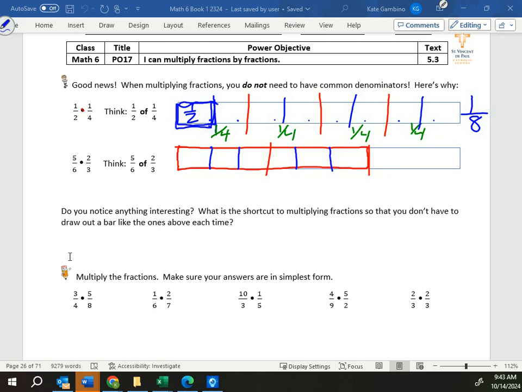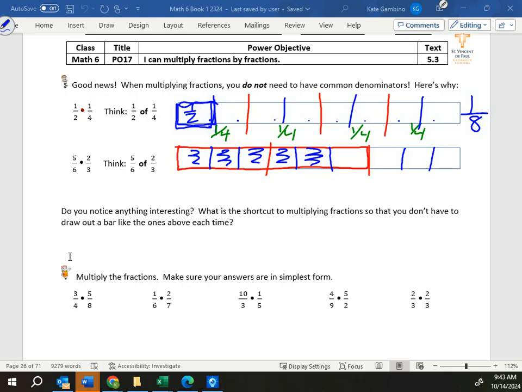Thirds. So I'm just going to continue on here. Because I cut this section into thirds, this section into thirds, and this section into thirds. I want 5 out of the 6 are the ones that I want. I want 5/6.